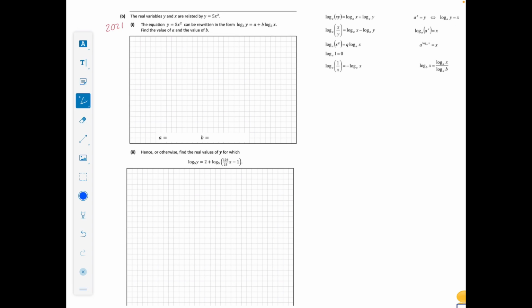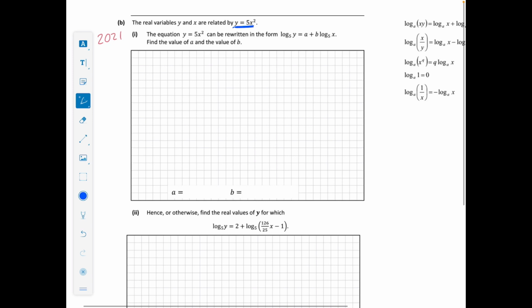So now moving on to the 2021 log question. Now at first glance this question looks a little tricky, but we're going to work through it nice and slowly, use our logs, use what we've learned, and then hopefully it should make sense. So the real variables y and x are related by y is equal to 5x squared. Okay, so that's obviously going to be a key bit of information. Put a mark under that. So part 1 says the equation y is equal to 5x squared can be rewritten in the form log to base 5y is equal to a plus b log to base 5x. Find the value of a and the value of b.